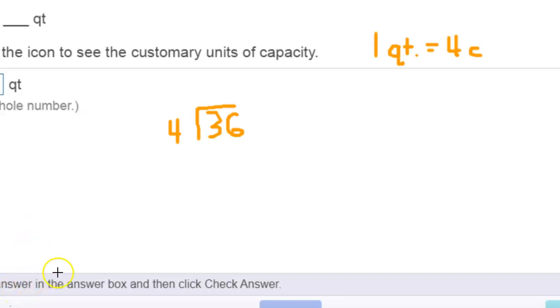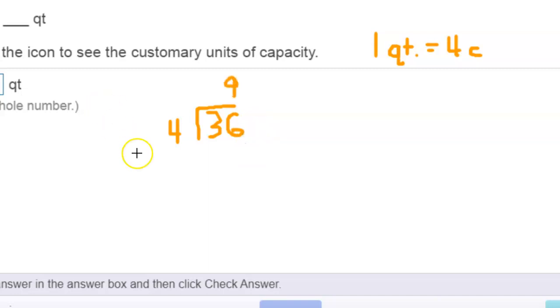So let me set up my... Okay, so I put this up here. 1 quart equals 4 cups. So I'm going to divide 36, because I've got 36 cups, by 4, because there are 4 cups in 1 quart. Now, you may know this if you know your facts, that there is something that will go in with no remainder. 4 times what would equal 36? If you said 9, you're correct. So I've got 9.